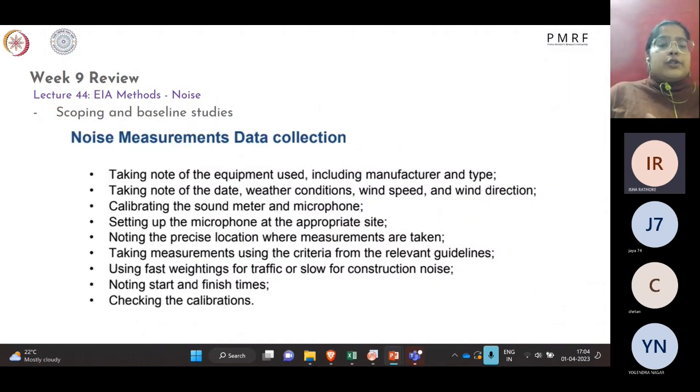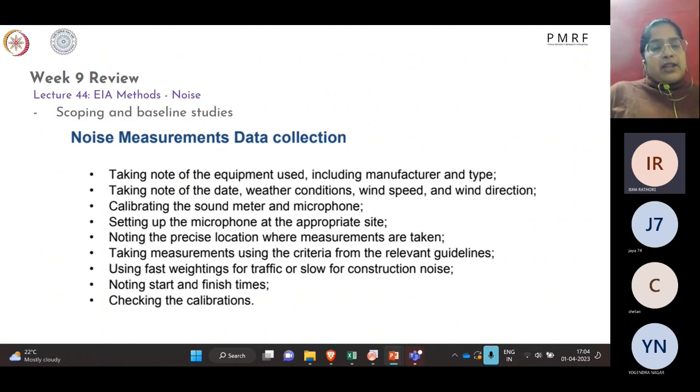And then for doing noise measurements or data collection, you need to identify the equipment which you are using, what sort of manufacturer the equipment has, the type of the equipment. You need to note the date, weather conditions, wind speed, wind directions. You need to calibrate the sound meter or microphone, that is the device, so that it records the correct data.